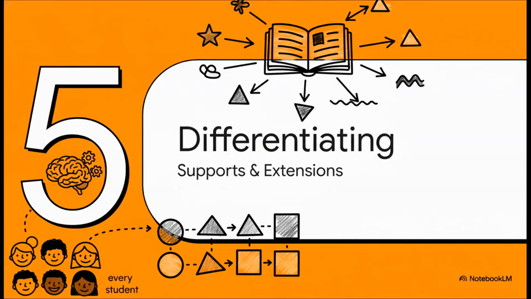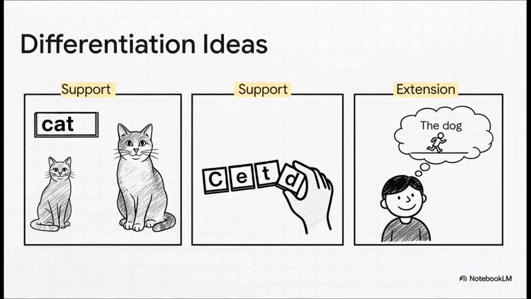Finally, let's talk about differentiation. You know, one of the best things about this routine is that it's so easy to adapt. So let's look at a few simple ways you can tweak it to meet the needs of every single student in your group. For a multilingual learner, you could pair the real word cards with pictures. That's a great vocabulary builder. For students who just need something more hands-on, use letter tiles so they can physically build the words. And for those kids who are ready for more of a challenge, ask them to use one of the real words in a complete sentence.